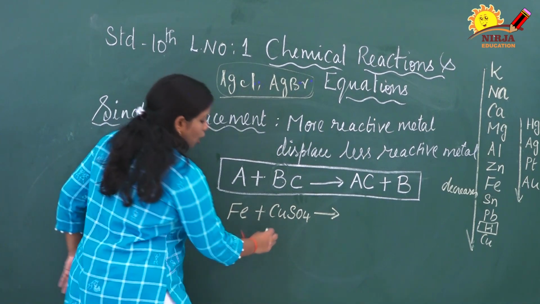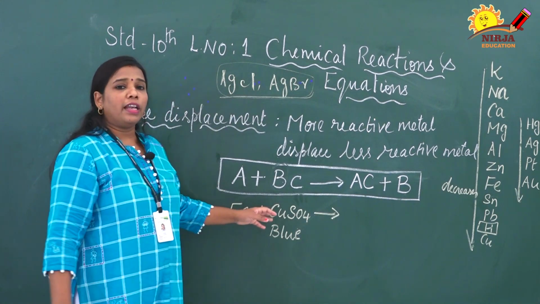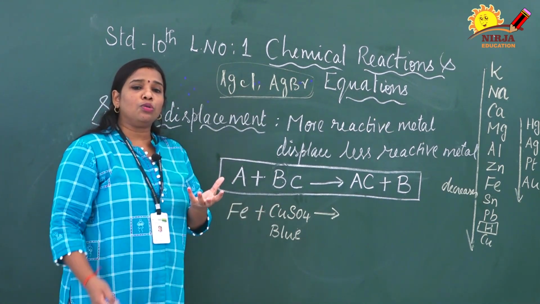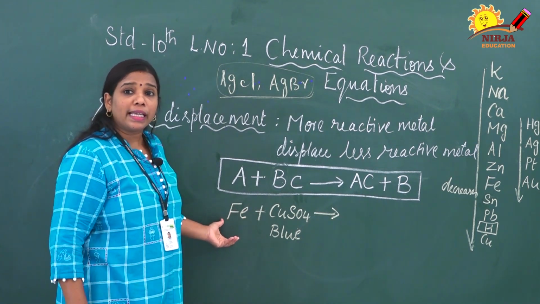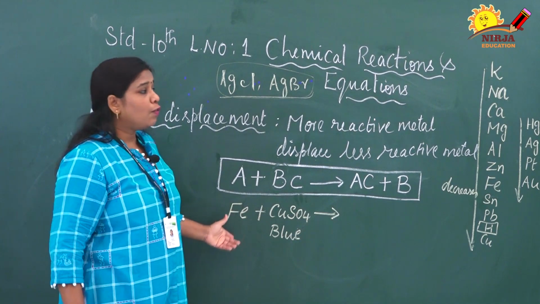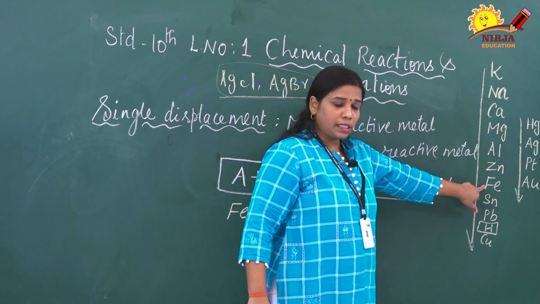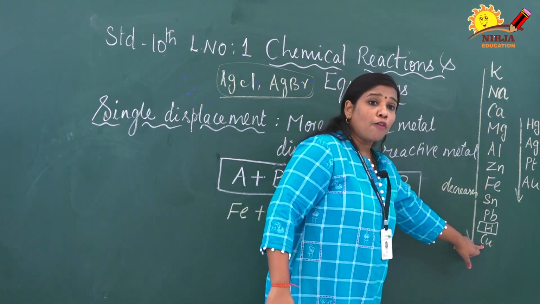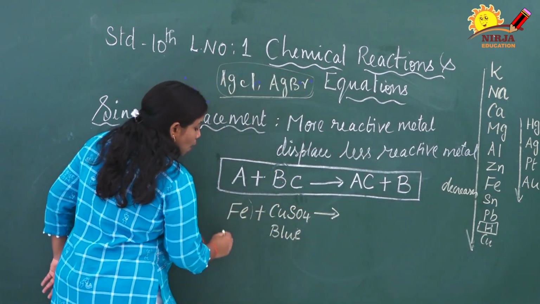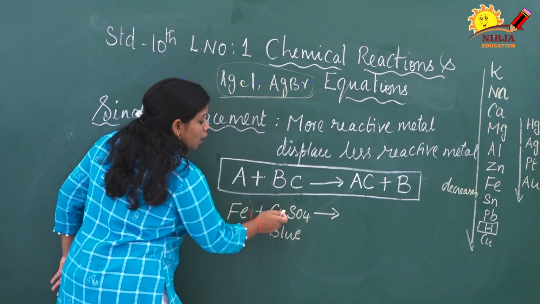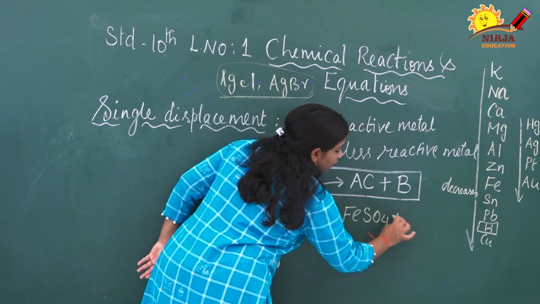What will happen? The copper sulfate solution is a bluish color, a blue color solution. When I take the blue copper sulfate solution and put some iron nails inside, will the displacement reaction happen? We have to check with our reactivity series. Now you see, below ferrous only copper is there. Of course, iron can displace copper. So iron is more reactive than copper, so it will displace it and form ferrous sulfate as well as copper.